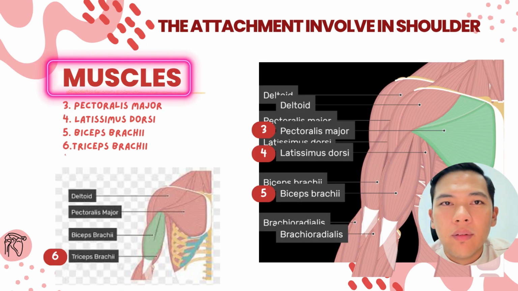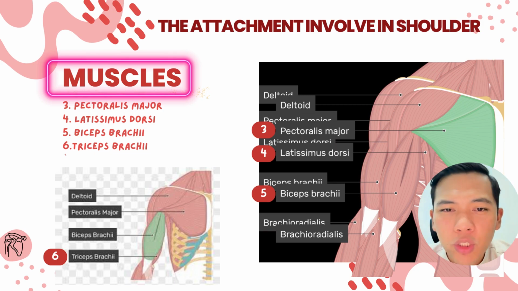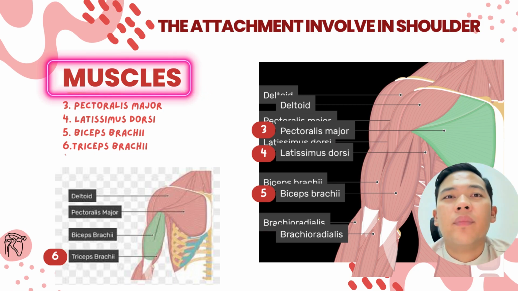Okay, after that we have the pectoralis major, number three. The pectoralis major is a large, fan-shaped muscle on the chest, which helps shoulder flexion, adduction, and internal rotation. It plays a crucial role in movements like pushing and lifting.